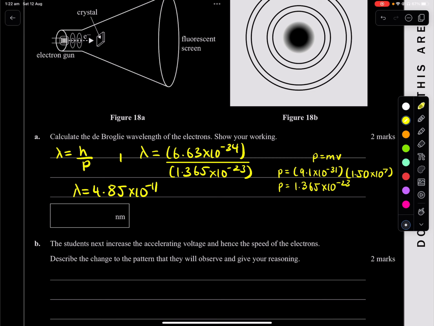So we want it in nanometers. To make it 10 to the negative 9, we need to divide by a power of 2, since it's 10 to the negative 11. And that will make it 4.85.